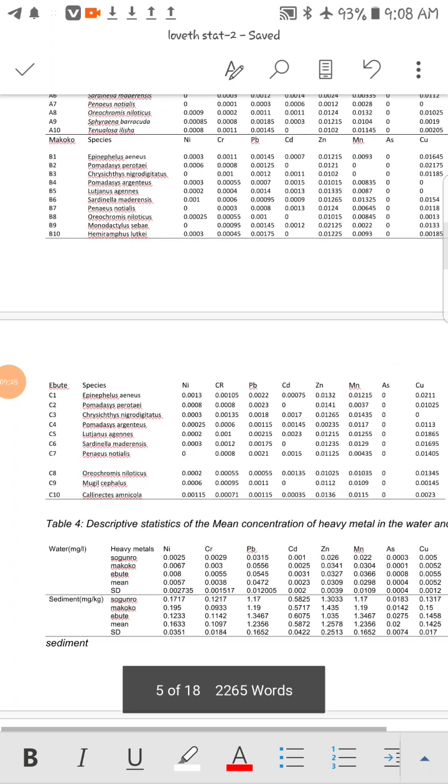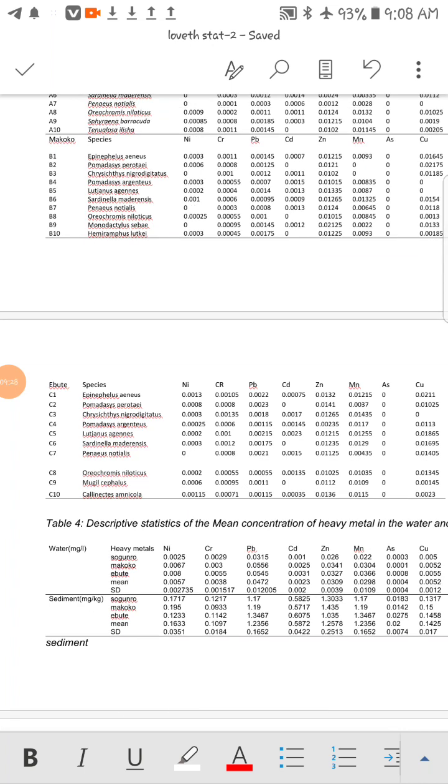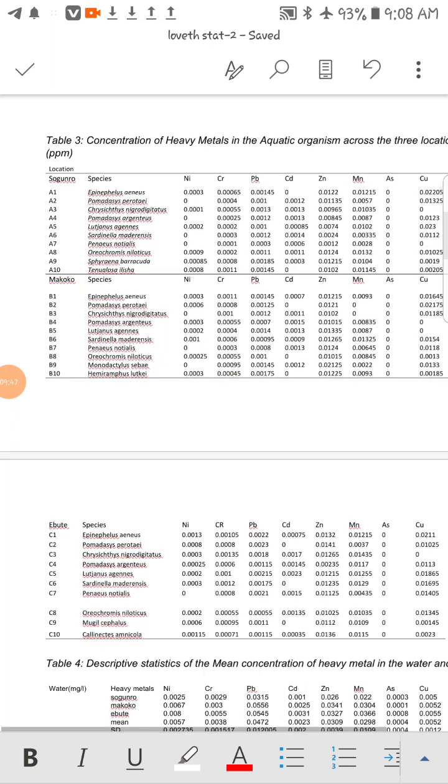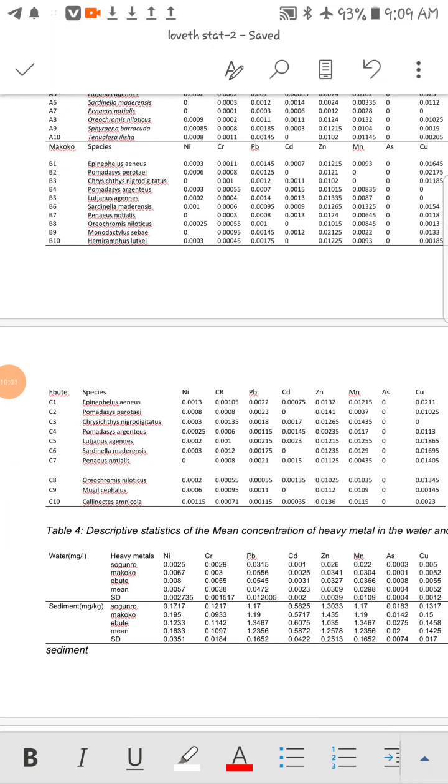So across the locations, this is how it's done. For Suguru, take for instance, this is Nickel in Suguru. Nickel in Suguru is 0.0025. So you use that to divide the concentrations of Nickel in all the organisms in Suguru. For the amount they absorbed of Nickel, you use the mean concentration for Nickel in Suguru here to divide everything.